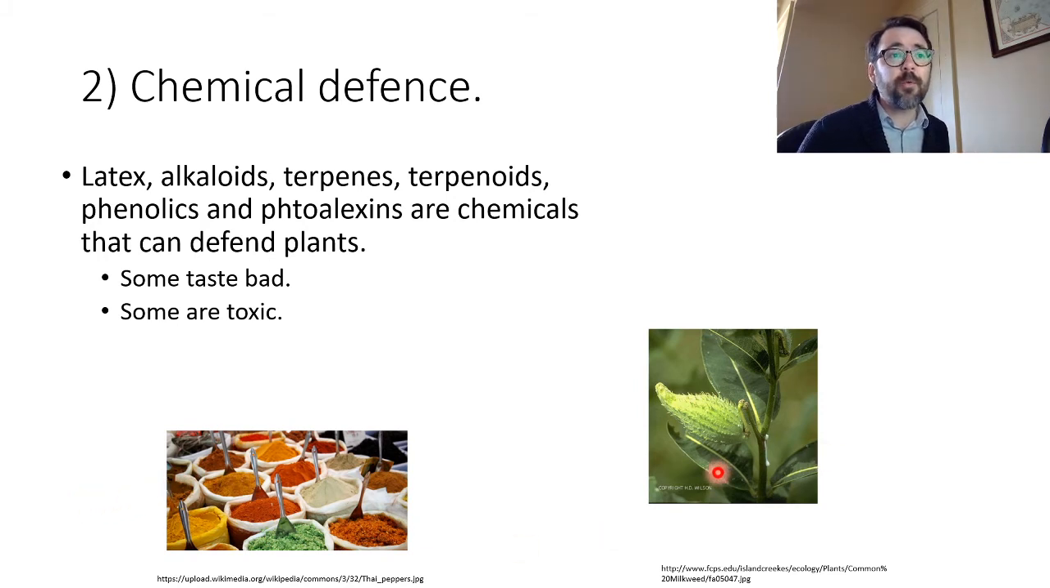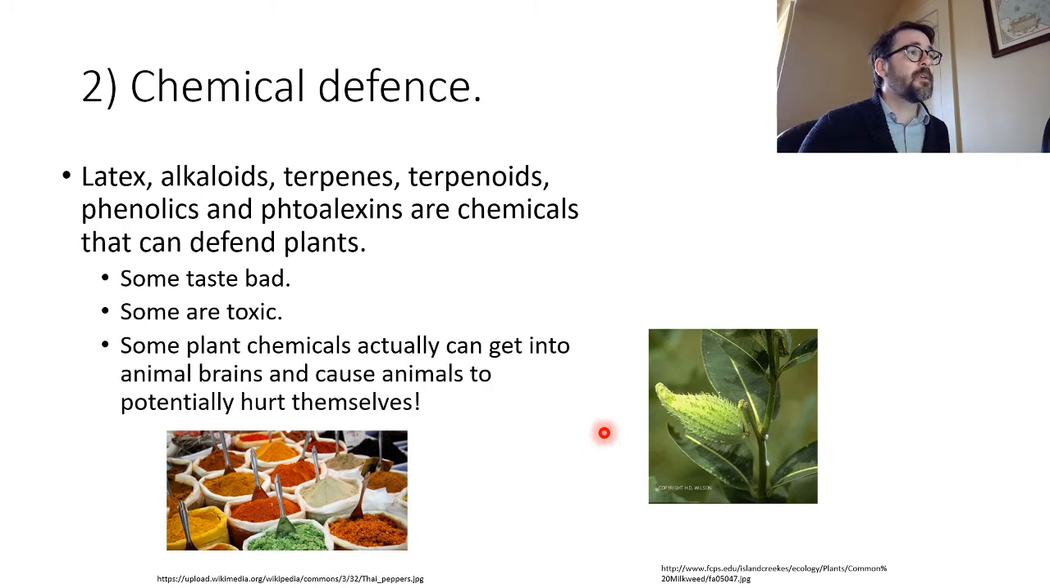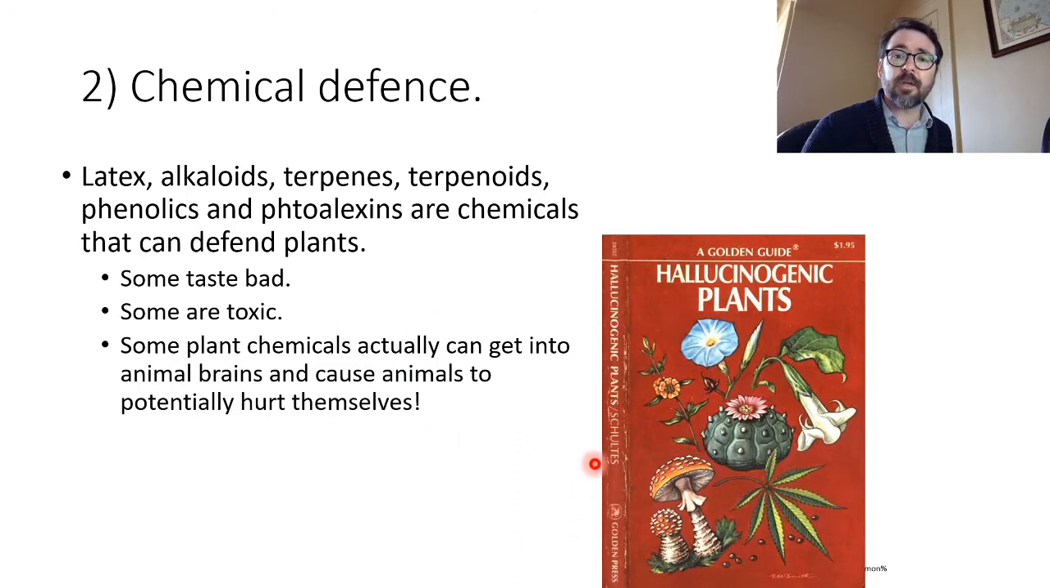You may also know that milkweed produces a latex that can actually cause cardiac problems in many types of animals. And some plant chemicals actually can get into animal brains and cause them to act crazy and potentially hurt themselves. I always like to ask students if they can think of any examples of this. Sometimes students can and sometimes they can't. But I'll leave it to your imagination what kinds of adaptations those might be that plants have to get into animal brains and cause trouble.